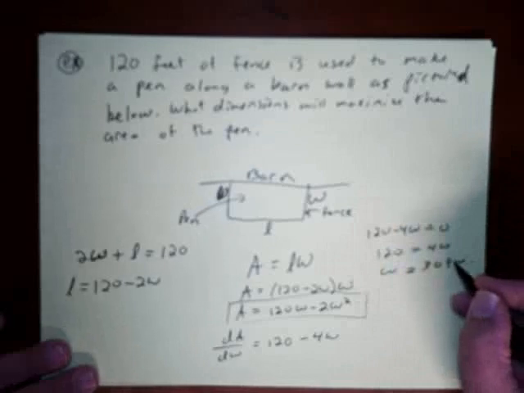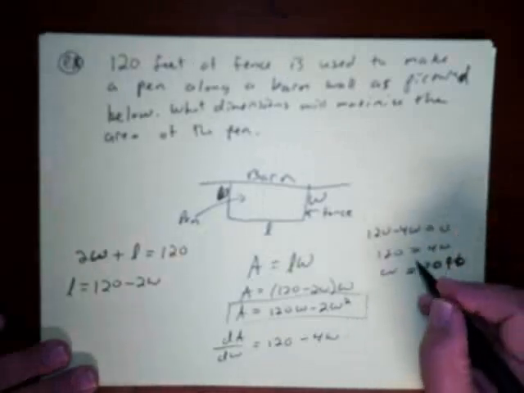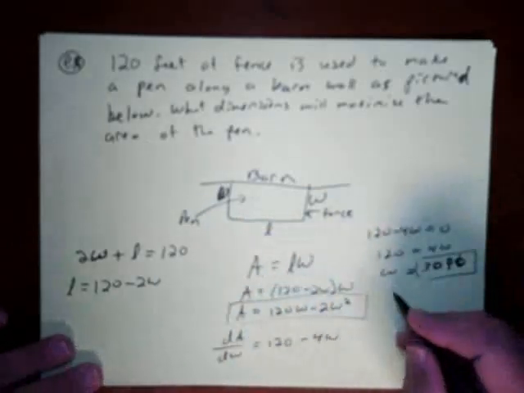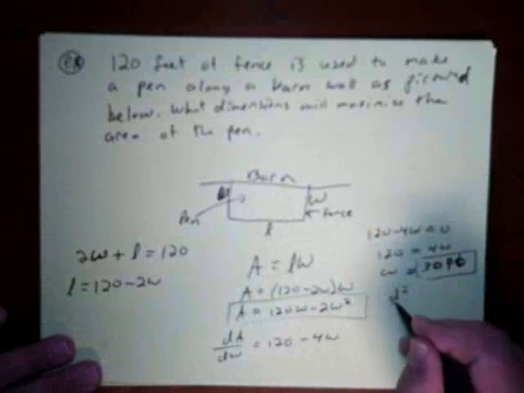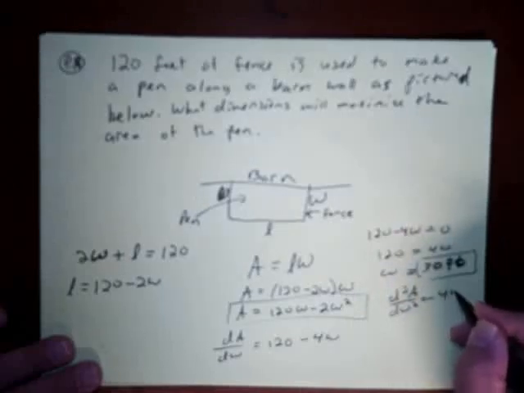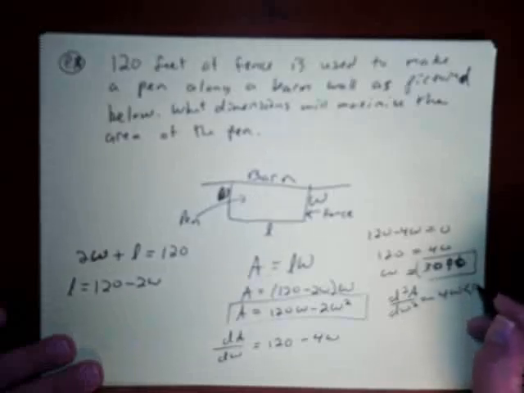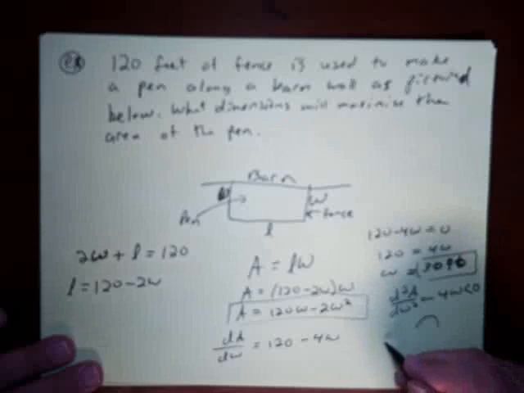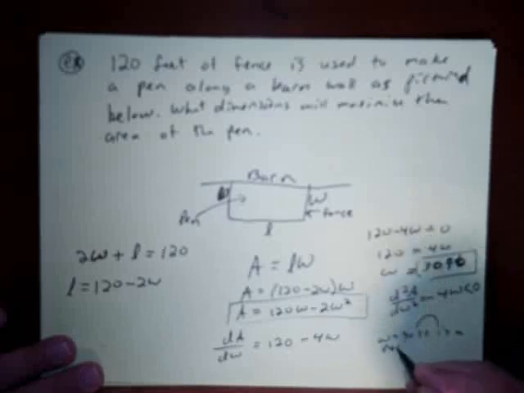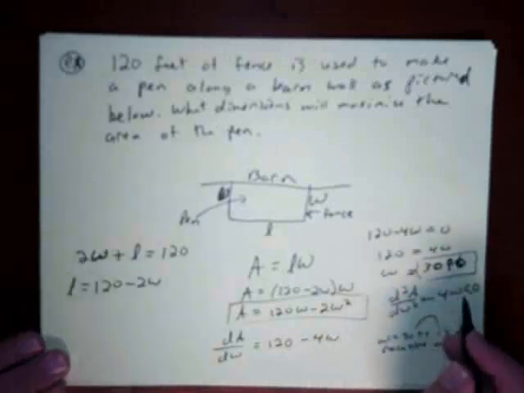So it looks like I get 30 feet for my width, but I better make sure that's a relative max. And so what I'm going to do is I'm going to take the second derivative, and I'm going to get negative 4W. And then if I put in 30 here, this is going to be less than 0, which means it's concave down, which means W equals 30 feet is a relative max. Okay, and so that's going to be what maximizes the area.